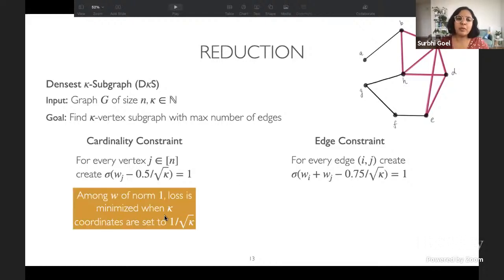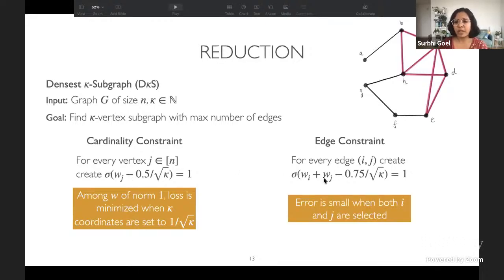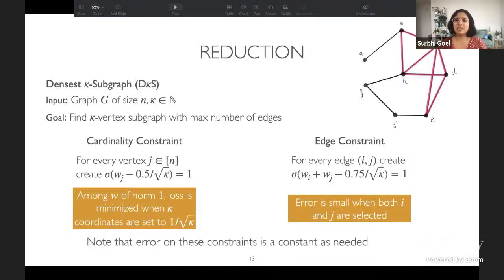And note that if you were to optimize this over this norm constraint 1 weight vector, then in fact the loss is minimized when kappa of the coordinates are exactly set to 1 by square root kappa, which actually indicates this densest k-subgraph. And if you put this value of 1 by square root k, you'll notice that the ReLU would just give you 0.5 by square root k, and here it will give you again 0.25 by square root k, which is very far from 1. So both these constraints are going to have large error. If these constraints have large error, we can show that it behaves in that regime where you need to be very fine in your cover to be able to actually solve the underlying problem.